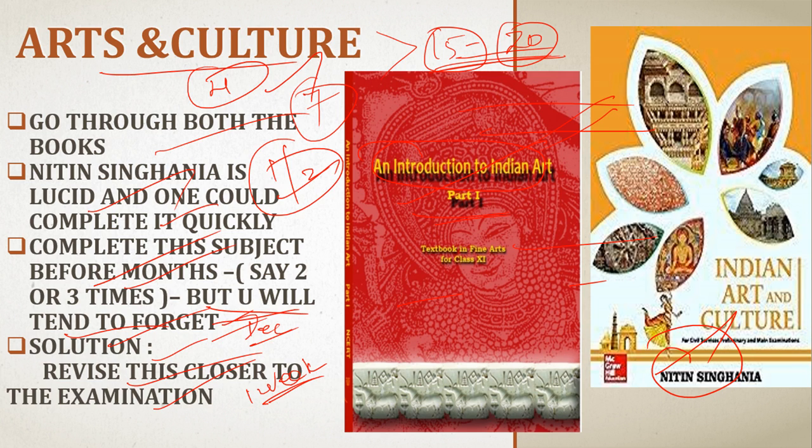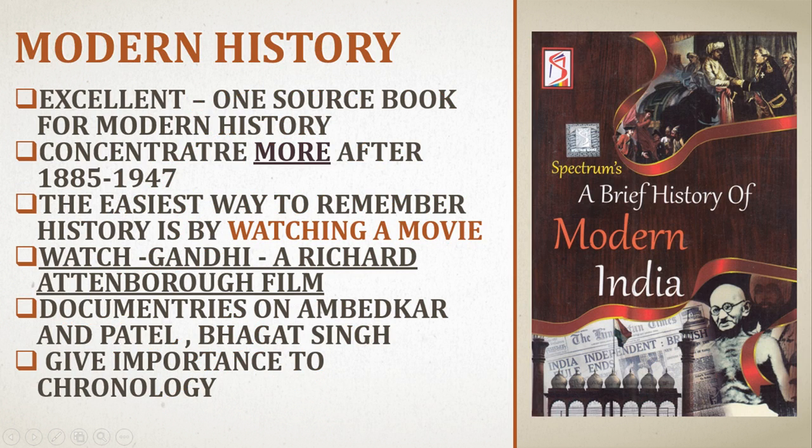And coming to the modern history part. Friends, let me tell you this: for modern history, Spectrum is the best book. You have Bipin Chandra, you have NCERT for modern history, but I would suggest you choose any one, and I would recommend Spectrum.